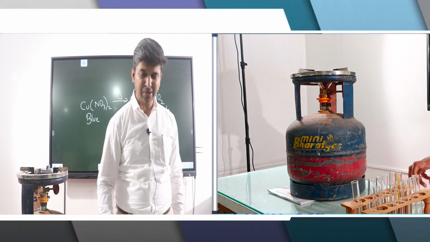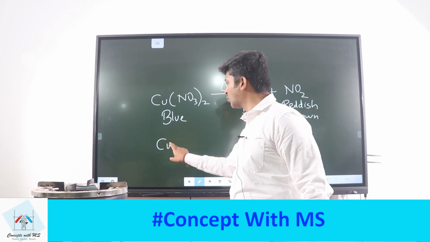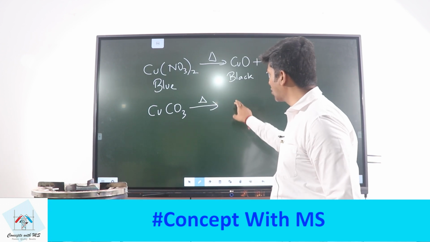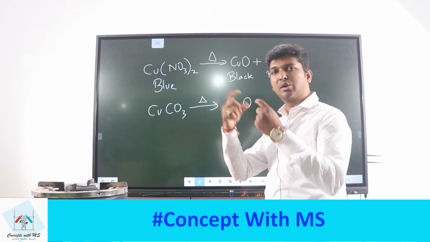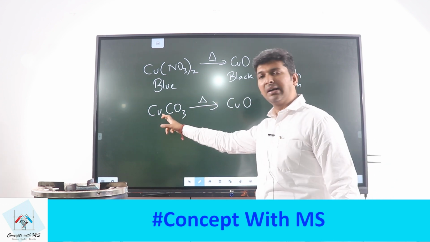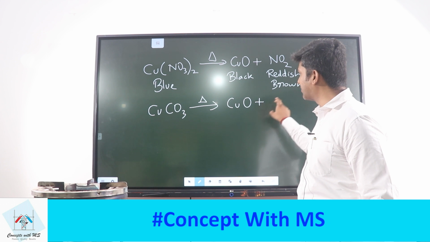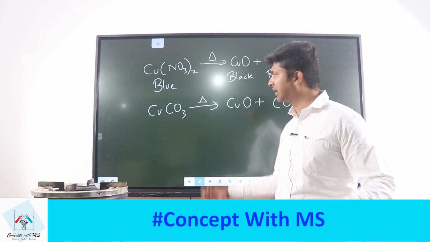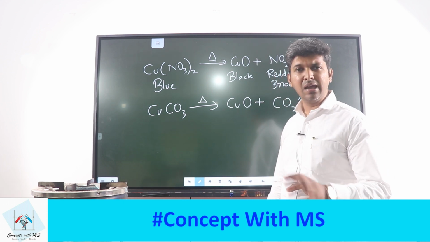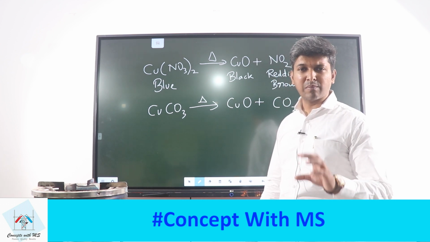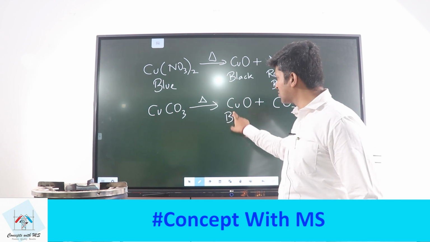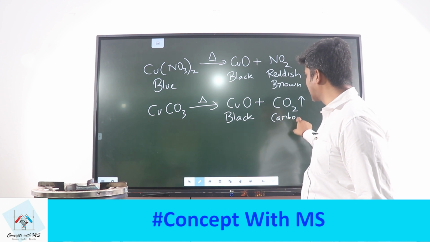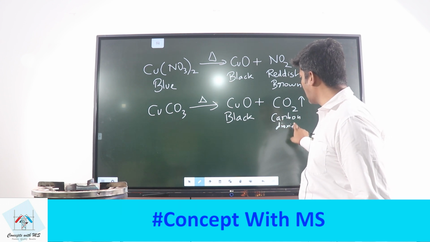Okay, so let's see on the board what has happened when we gave thermal energy to copper carbonate. Again, the molecules started vibrating, the thermal energy got converted into kinetic energy, they bombarded on each other, and this got decomposed into copper oxide plus carbon dioxide, a colorless, acidic gas. Carbon dioxide will turn lime water milky, or it will turn moist blue litmus paper red.